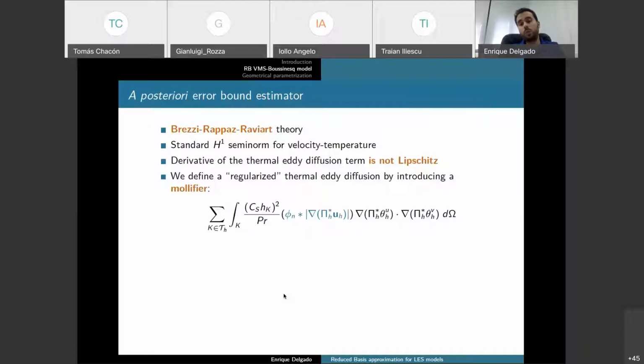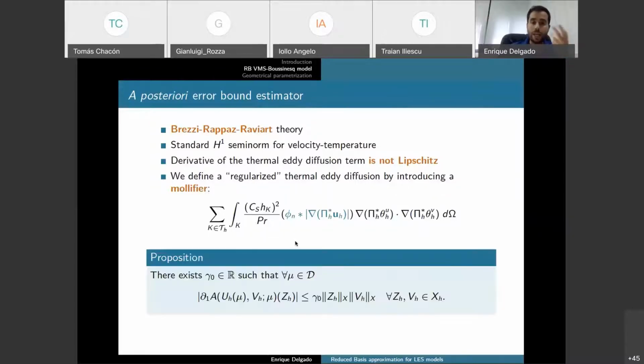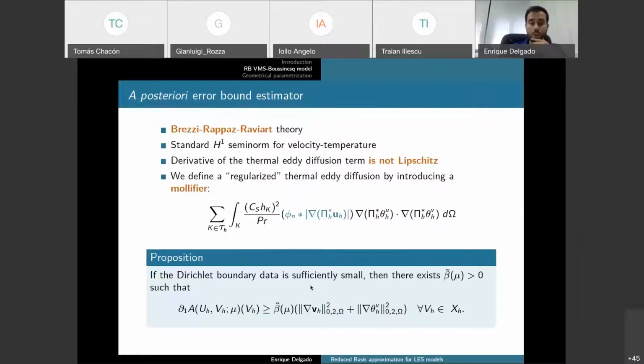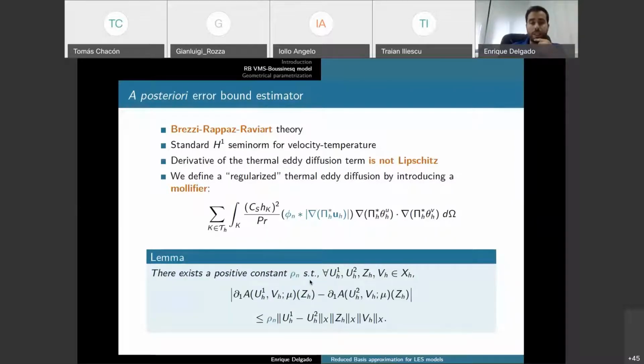So in order to deal with this issue, we consider a regularization of the thermal eddy diffusion, introducing a modifier that helps us to get the Lipschitz property of this term. Thanks to that, we can prove that the derivative operator is continuous, also inf-sup stable, and finally we prove that it is Lipschitz continuous.